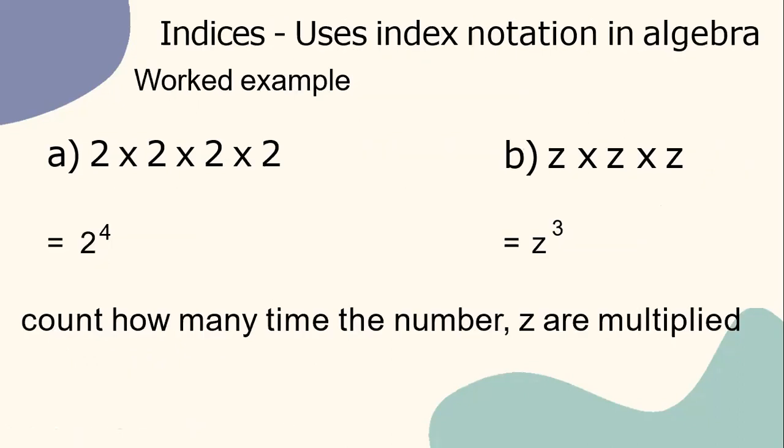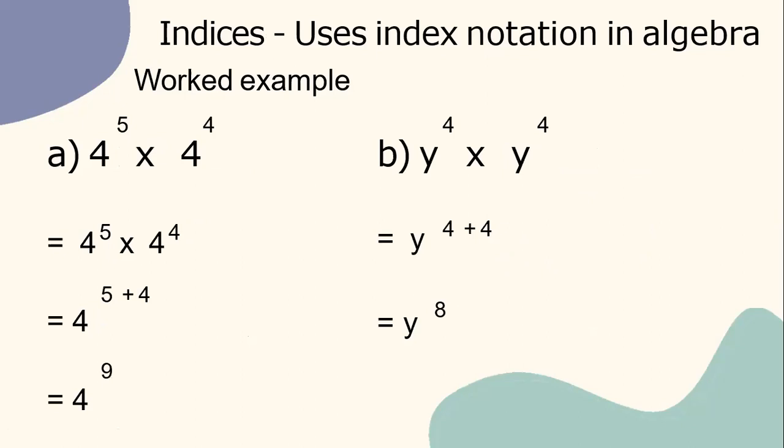And indices, uses of index notation in algebra. For example, you have 2 times 2 times 2 times 2. It means that 2 is repeated 4 times. That means 2 to the power of 4. So you have to count how many times the number is being multiplied. For example, z multiplied by z multiplied by z. You count how many times the same number is being multiplied. In this case, z is being multiplied 3 times. The way we write it is z to the power of 3.